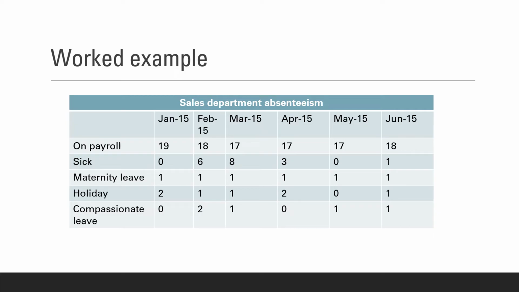So here's an example of a table that you could receive in your exam here, as it shows the sales department absenteeism. So the staff absenteeism, and it shows how many absences they've had each month. It could be due to payroll, sick, maternity leave, holiday, compassionate leave. Now in your exam, or in your case study, you could receive a similar table to this. So you'll need to learn how to analyze it, make a graph, so that you can talk about it when you're writing up your answer.